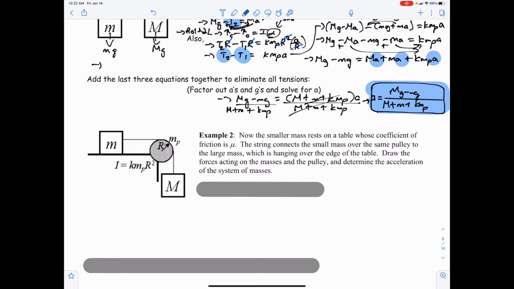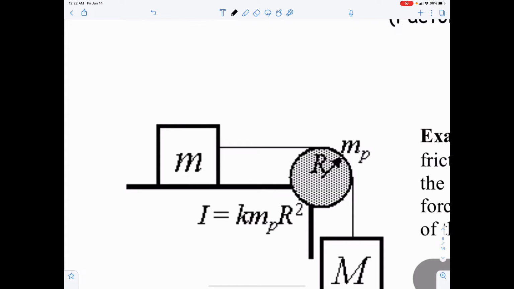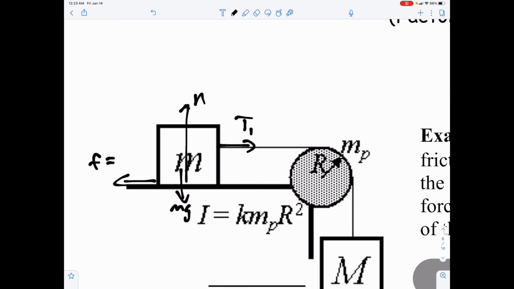Okay, so let's start with little guy here on the table. You know you've got normal force up, you've got tension going this way. I'll call it tension 1 since it's the first tension we're referencing. I have little mg, the weight going down, and we have sliding friction. Since the system is accelerating, that friction must be kinetic friction because you are moving.